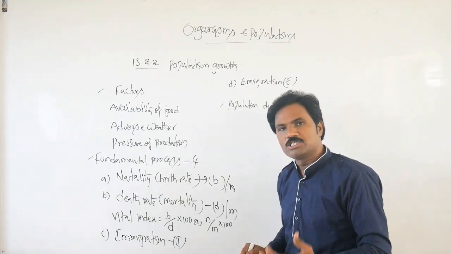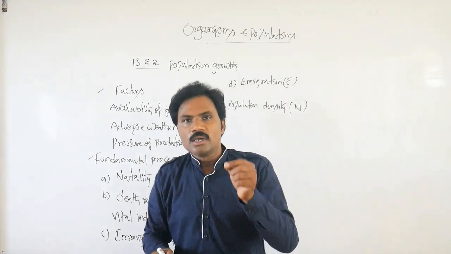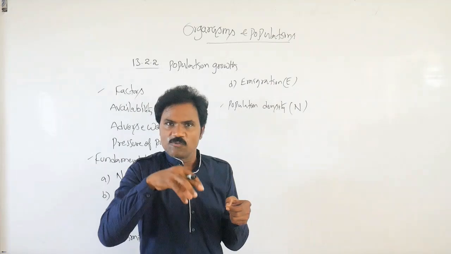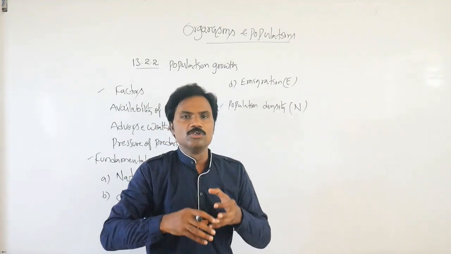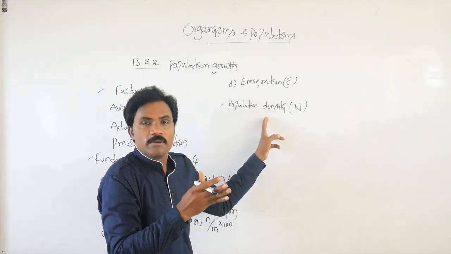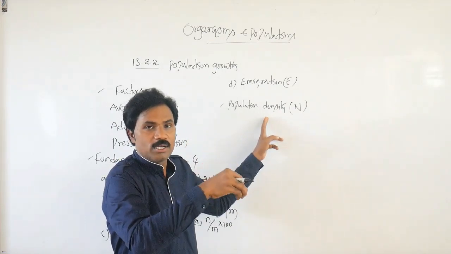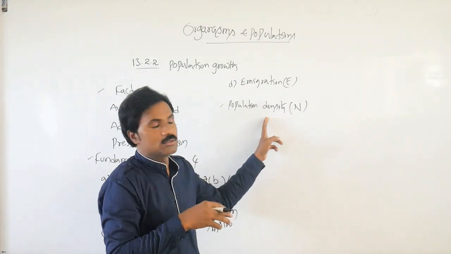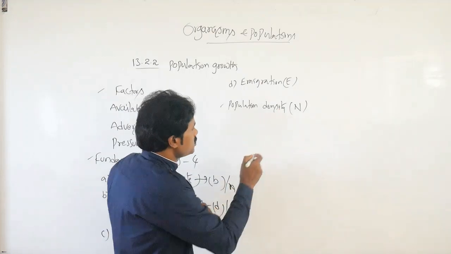Already said, what is the population density? It represents capital N. In a given area, the total number of organisms in a specified area, the total number of individuals in one particular unit or specific parameter. That is population density. How is it represented?